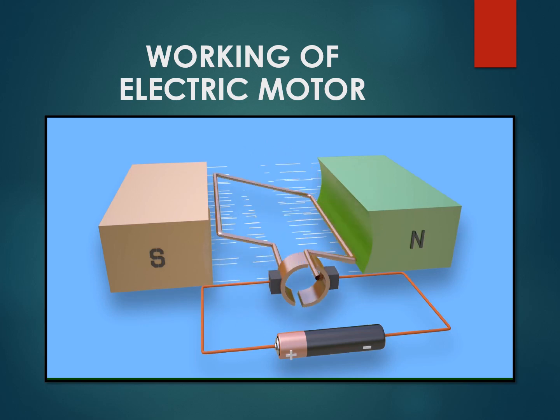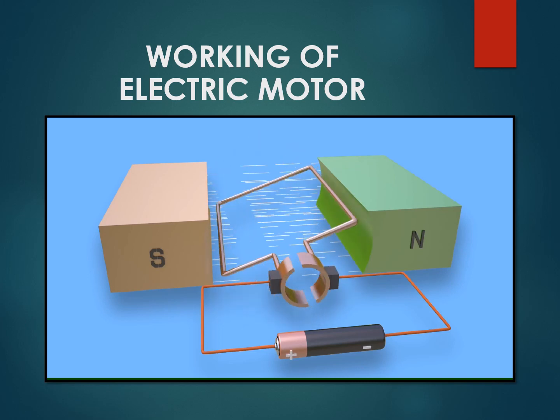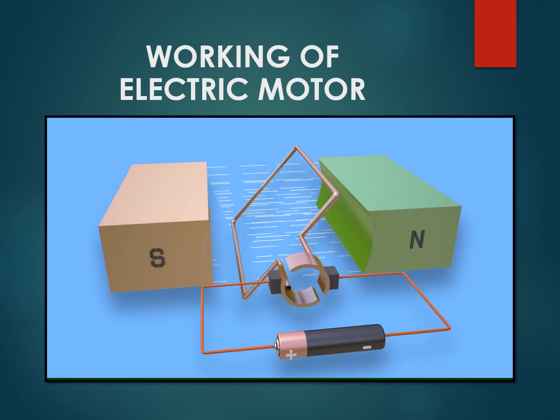Due to these forces acting continuously, the turn keeps rotating. A DC motor rotates on the same principle as this elementary model. Instead of a single turn, a DC motor has a large number of turns on the armature coil, and instead of two poles there are a number of poles installed.